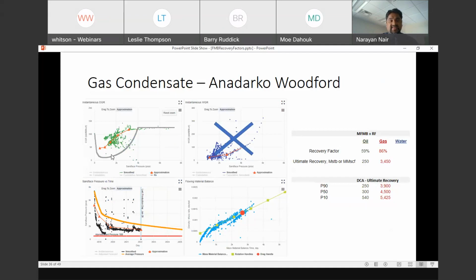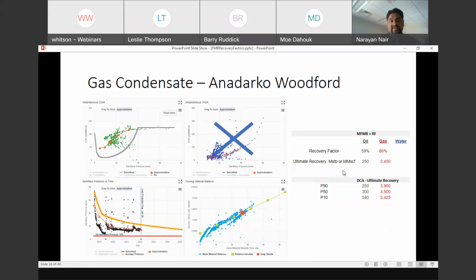And in this case, you'll notice here that the instantaneous ratios are falling above the RV curve, and the associated recovery factor for the oil phase apparently seems really high. It's close to 60%. That leads to a 250,000 barrel oil EUR compared to our decline curve analysis.